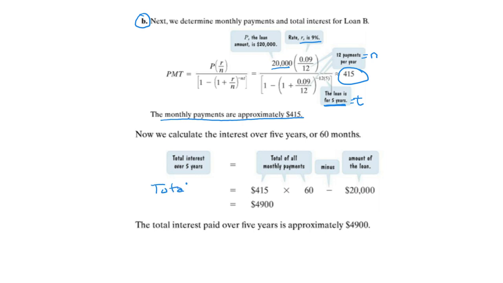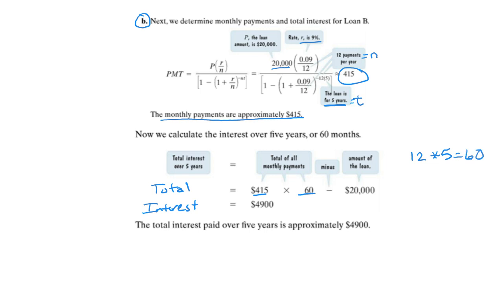Once again, Part B is asking us for the total interest for Loan B. To find the total interest, you're going to take your monthly payment amount times the total number of payments you're making. The reason we have 60 is because we're paying once a month for 5 years. So 12 times 5 will give you 60 payments in total to make.